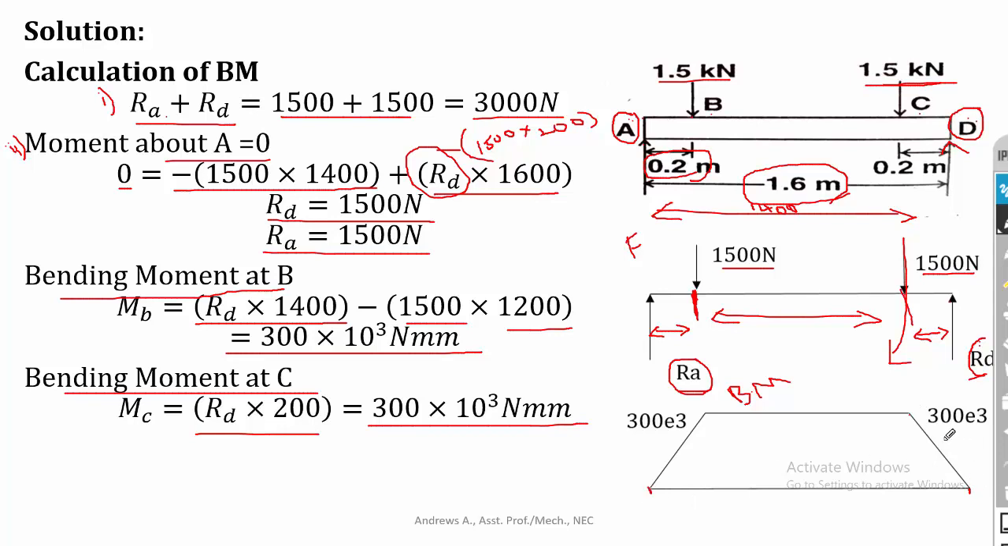At point C it is 300 into 10 power 3 Newton mm, and at point B it is 300 into 10 power 3 Newton mm. Okay. So from this bending moment diagram, you have to select the maximum bending moment. And here the maximum bending moment is 300 into 10 power 3 Newton mm.